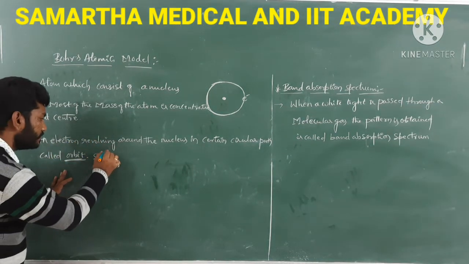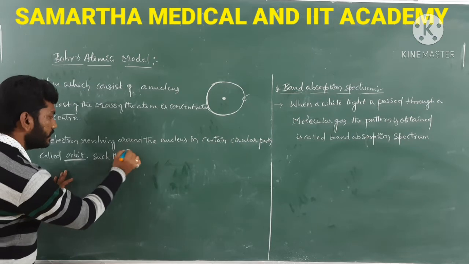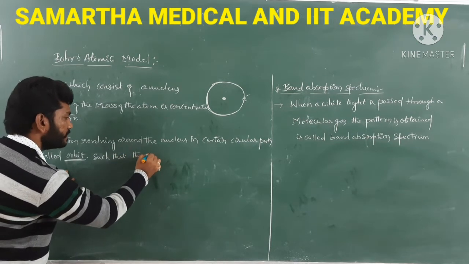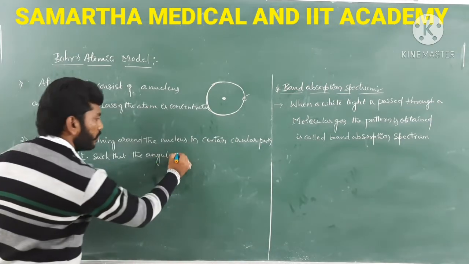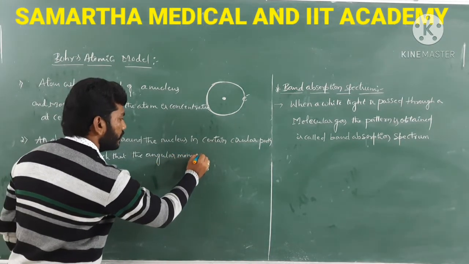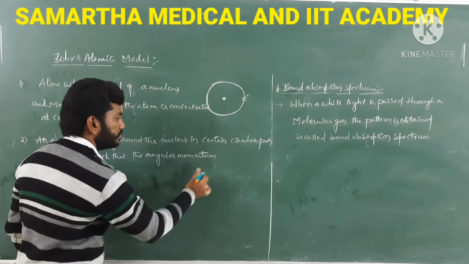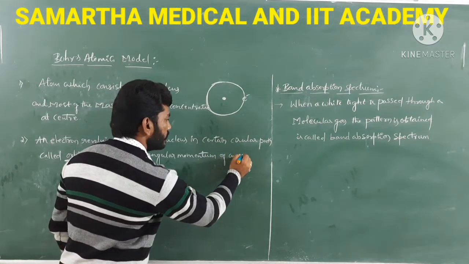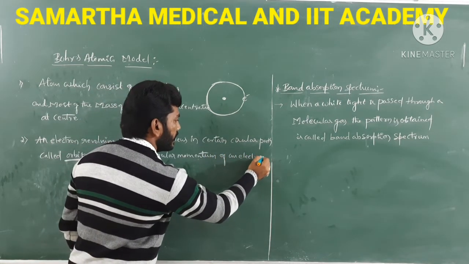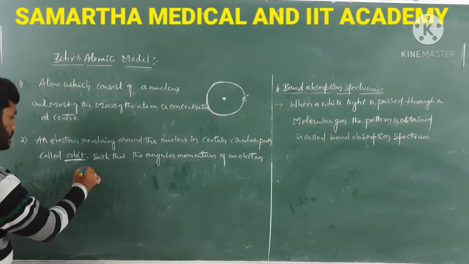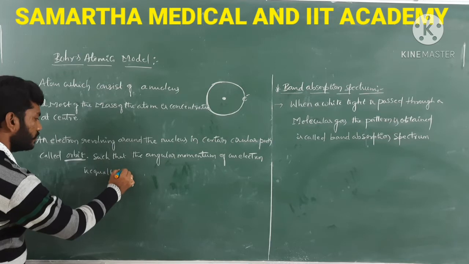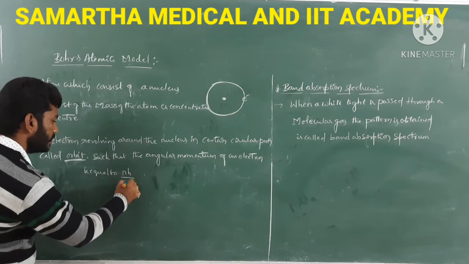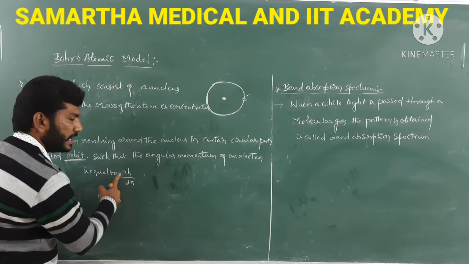such that the angular momentum of an electron is equal to nh by 2 pi. n is nothing but an integer.